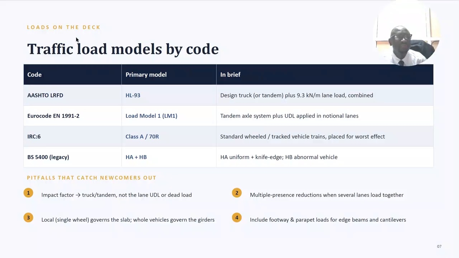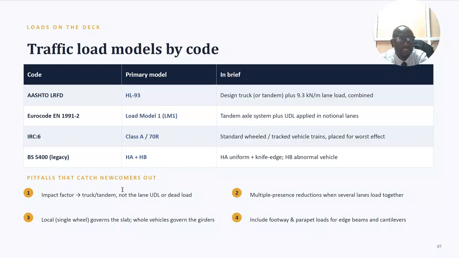Then you have the loads on the deck. You have traffic load models by code, so they're all here. When you are designing manually, we may not do rolling loads. All these loads are translated into static loads, and then you use them to design. Simplified, especially for simply supported spans. They are here.